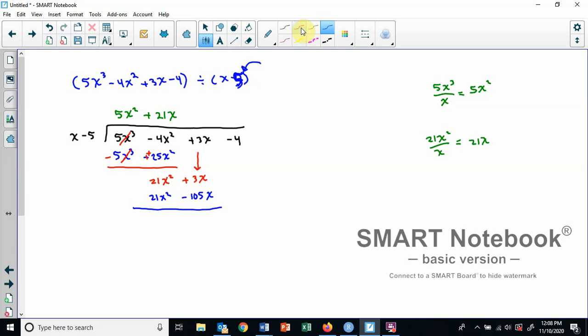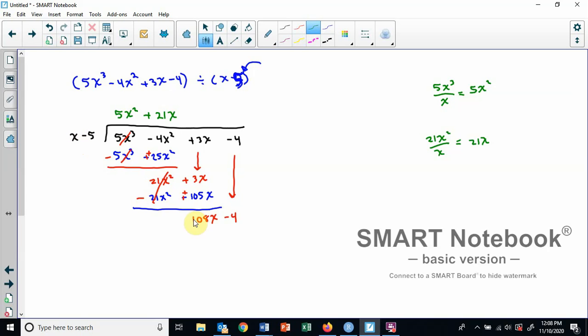So now I cannot forget to subtract these off. So let's see what we get here. 21x squared minus 21x squared, gone. Positive 3x minus a minus makes a positive. That makes 108x. Let's go ahead and bring down the minus 4. So we're almost done cycling. We got one more cycle to go through here.